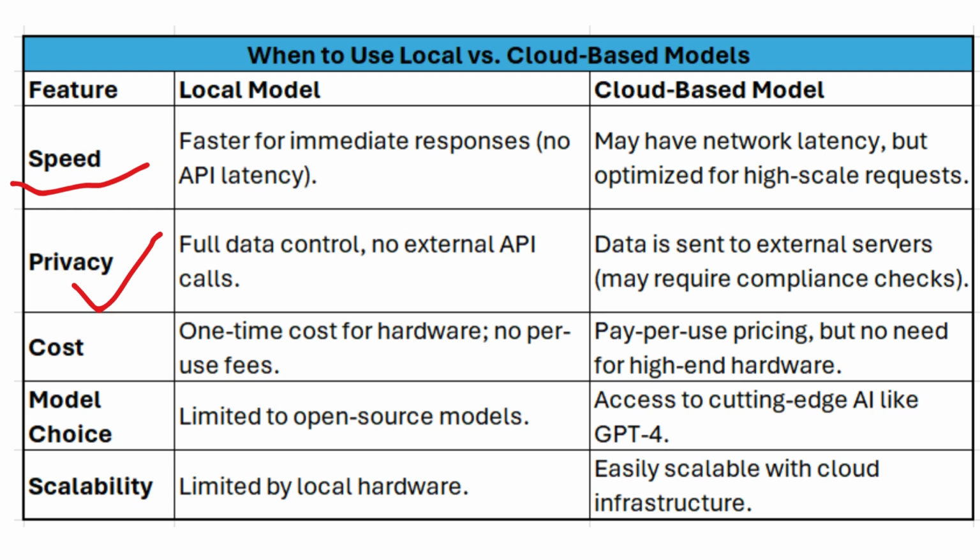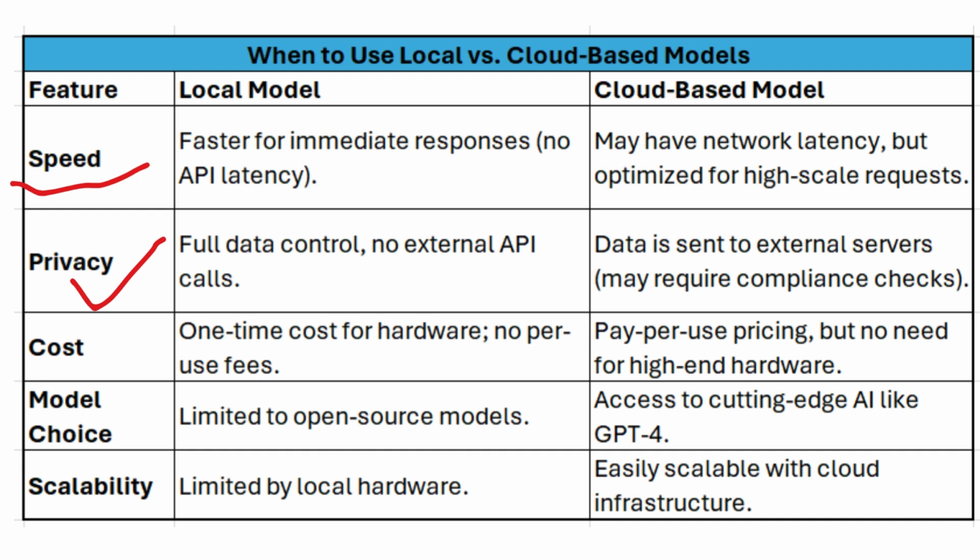Privacy: where does your data go? With a local model, all of your data stays on your machine. This means no external servers are involved, which is a huge advantage if you are working with sensitive information. Industries like healthcare, finance, and legal services often prefer local models for this reason. Keeping everything in-house ensures that private data remains secure and does not require additional compliance checks.